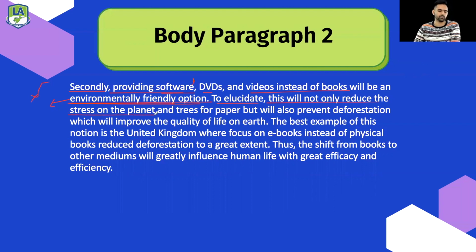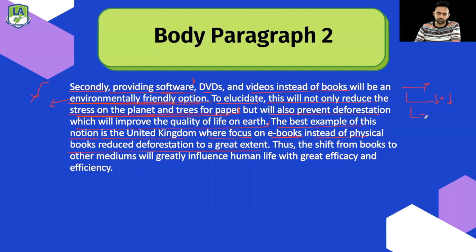Stress on the planet means when you cut down trees, there's a lot of pressure on the resources. So this will not only reduce the stress or pressure on Earth and trees for paper, but will also prevent deforestation, which will improve the quality of life on Earth. The best example of this scenario is the United Kingdom, where the focus on ebooks instead of physical books reduced deforestation to a greater extent. Now see, I've used another word, ebooks. So the second reason is that an environmentally friendly option will reduce the stress plus help reduce deforestation.